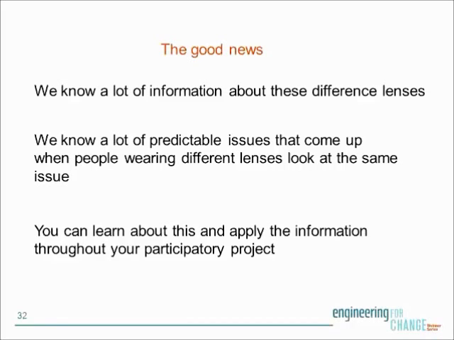So what I'm going to do for the next couple of minutes is give you a little bit more concrete examples to work with and start to see where you fit in with these different lenses and perhaps some predictable problems that you might come up against and deal with on your projects.